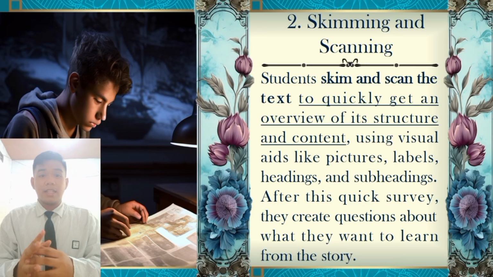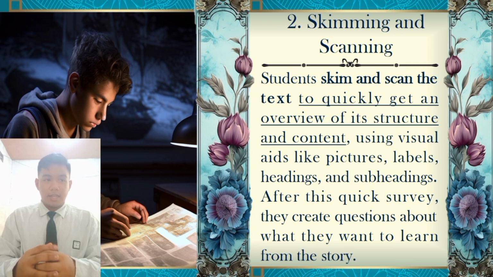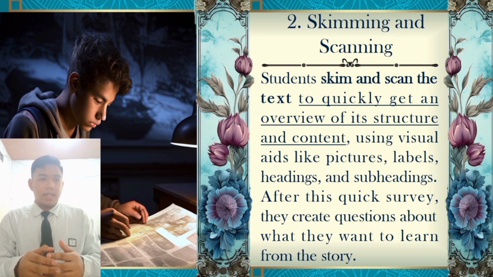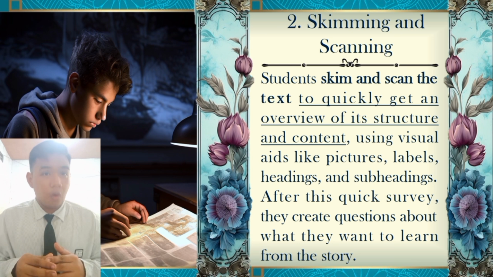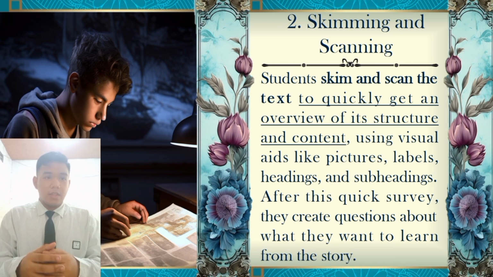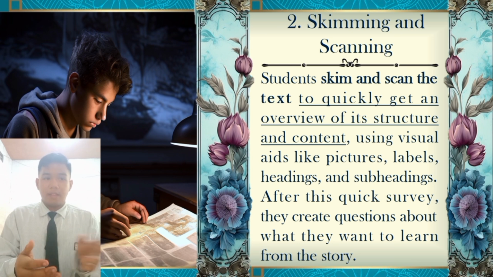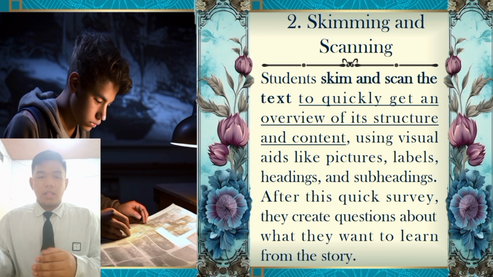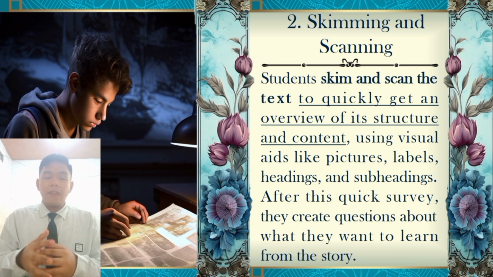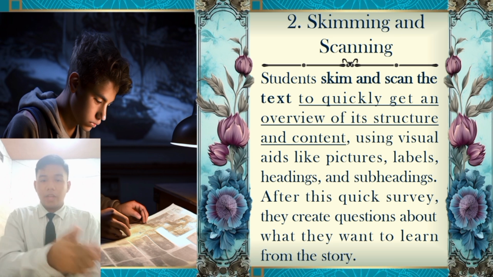Okay, the second reading technique is skimming and scanning. Now here, students skim and scan the text to get an overview of its structure and content, using visual aids like labels, headings, and subheadings. After this quick survey, they create questions about what they want to learn from the story. So, very self-explanatory. Similar to previewing and predicting, in which students scan the contents of the reading material, here, after quickly scanning the structure, students create questions about what they want to know about the story or the reading material.